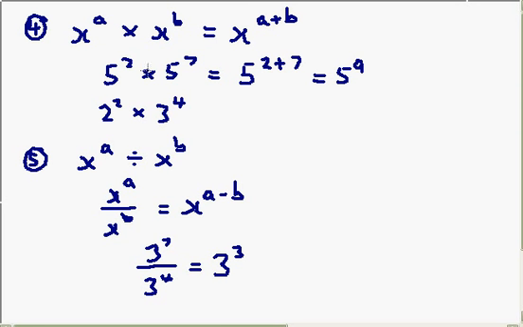Now you cannot combine them if you have something like x to the a plus x to the b. These cannot be combined, so just leave them as they are. They can't be combined if that's a minus either. Okay, so just be wary of what you're doing. You can only ever combine them if it's a times or a divide. Okay, next up, rule number 6.